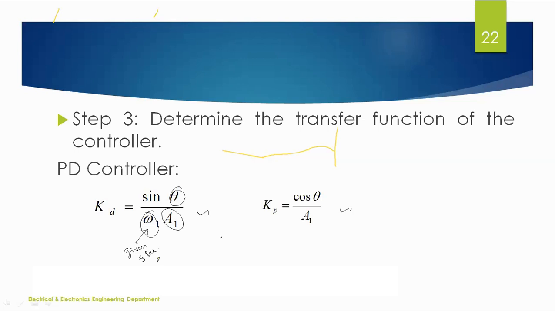Then RD is also a spec you can use to design KP and KD. So the KP formula and the KD formula are there. Using these two formulas, we will calculate KP and KD, then substitute them into GC of S equals KP plus KDS for that PD controller.